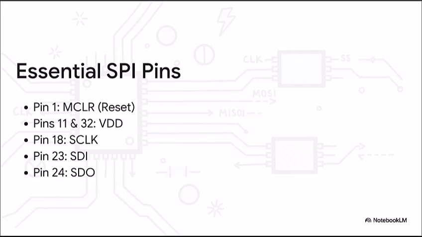It needs a constant 5 volts, and the second it drops to 0, boom, the whole chip resets. Pins 11 and 32 provide that vital 5-volt power to the chip itself. And crucially, we have port C. Pins 18, 23, and 24 on port C are specially reserved for our SPI communication protocol. Pin 18 acts as the clock, 23 takes data in, and 24 pushes data out.